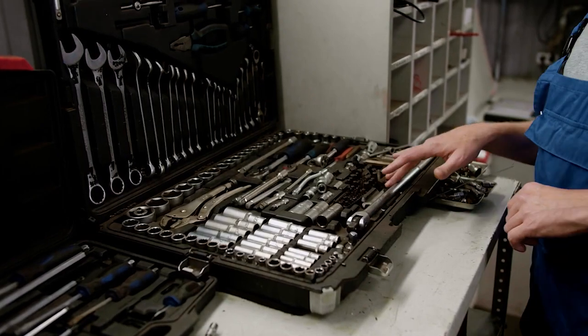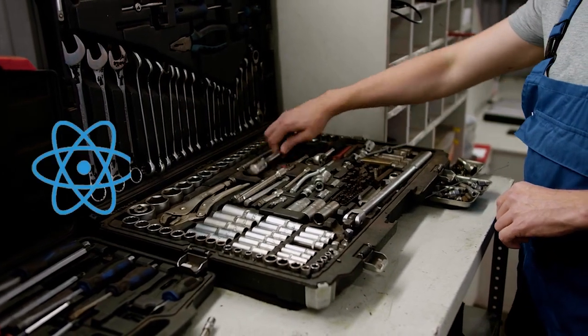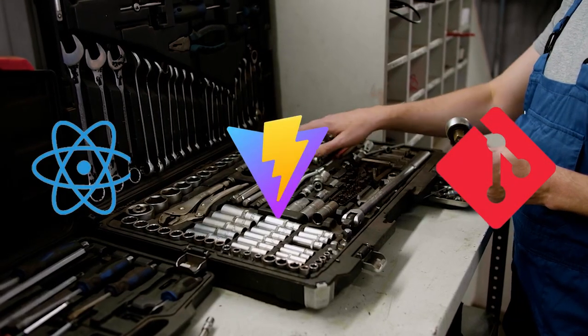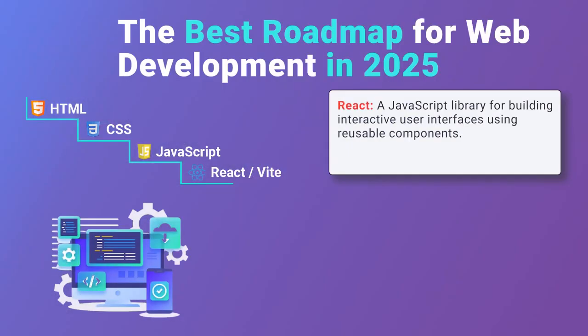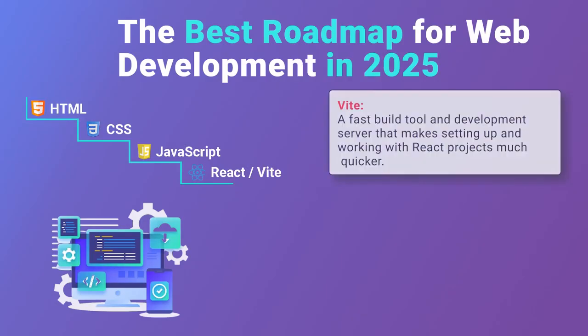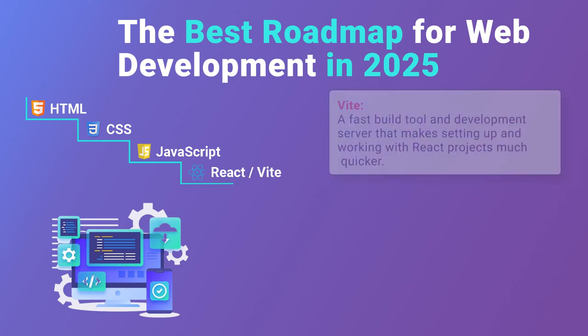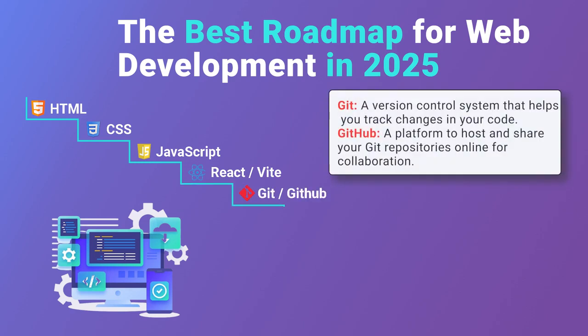The second step is to learn essential developer tools such as React, Vite, Git, and GitHub to build interactive applications. React is a JavaScript library for building interactive user interfaces using reusable components. Vite is a fast build tool and development server that makes setting up and working with React projects much quicker. Git is a version control system that helps you track changes in your code. GitHub is a platform to host and share your Git repositories online for collaboration.